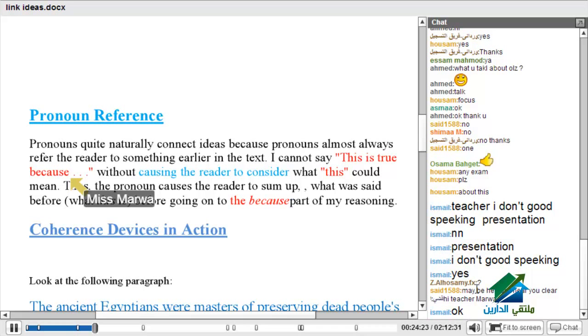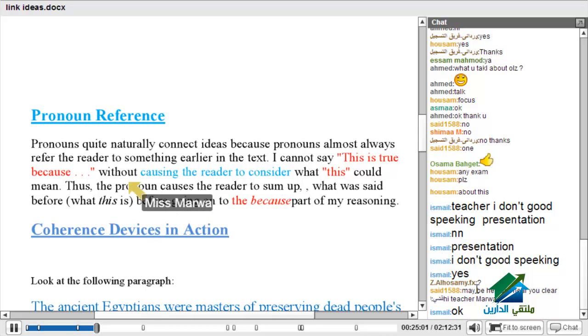Here I didn't say Noha is a student and Noha goes to school every day. This is pronoun reference. Instead of using the same noun, I used the pronoun instead of it, but I have to mention first who the subject is. I can't start my paragraph or my essay by writing she. Who is she? So you have to mention your subject at least one time. Pronouns quite naturally connect ideas because pronouns almost always refer the reader to something earlier in the text. So what is the use of the pronoun? It refers to something earlier in the text.